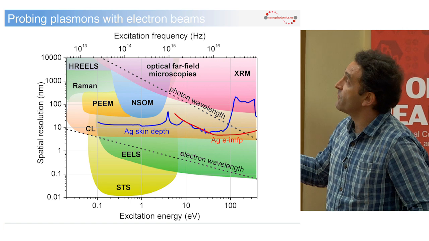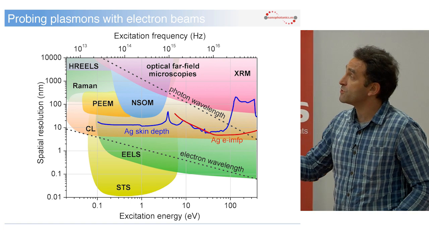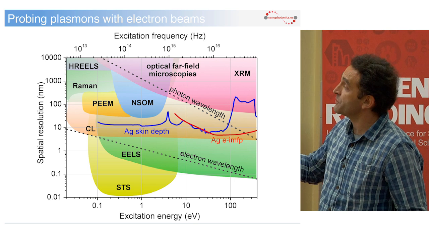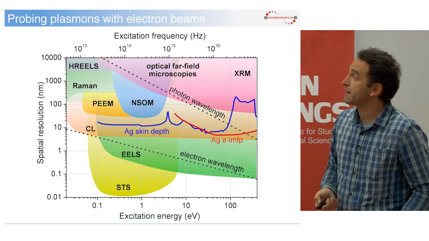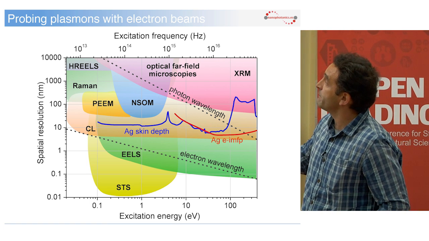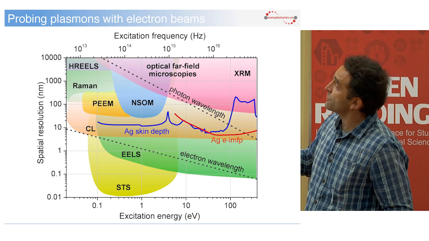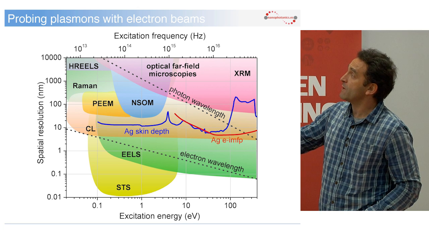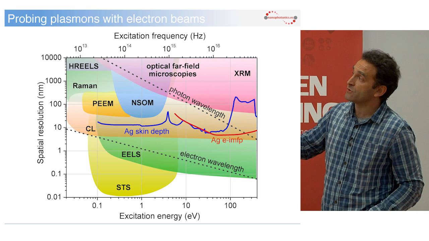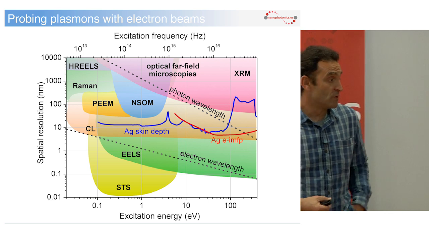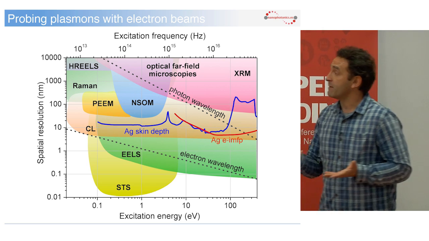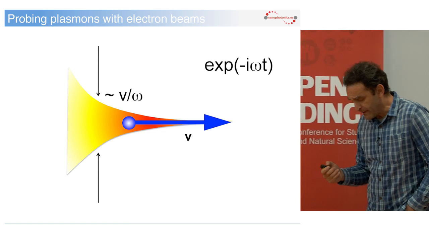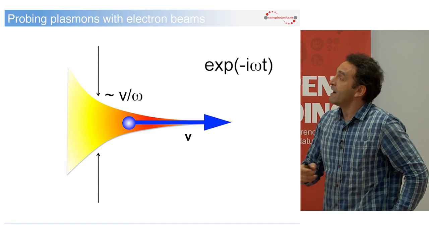So here is a collection of different techniques that are used to resolve optical excitations, that are organized as a function of the spatial resolution and also the excitation energy that they target. So you have some of these techniques that are based on optics here. Some others are based on electrons, essentially here. And you see within this energy range, the electron wavelength is much smaller than the photon wavelength, and that explains that these techniques that are based on electrons, they achieve a much better spatial resolution. So one way to visualize the plasmons is essentially by using electrons instead of light.